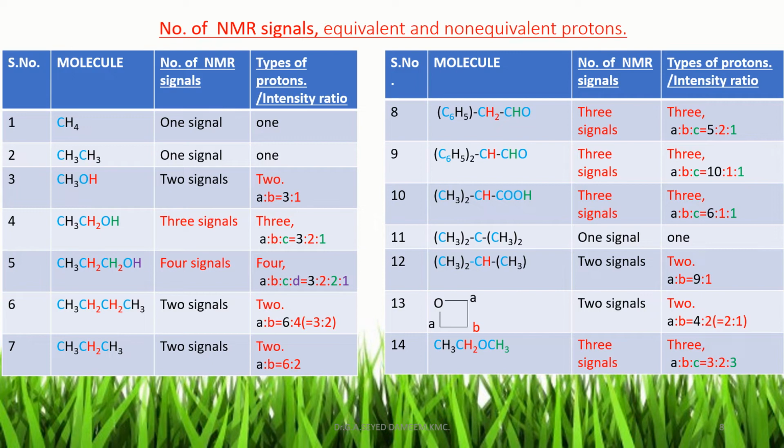6 means the total number of methyl protons from two methyl groups, so the intensity is 6, and for the case of methylene, that contains 2 protons, so 6 is to 2.